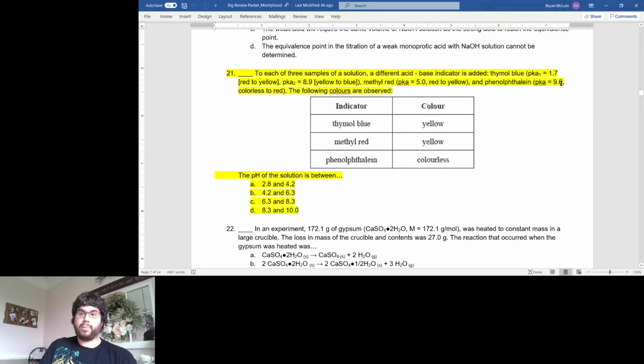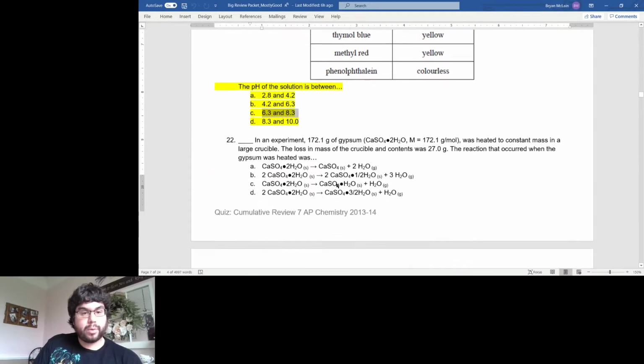And then the pKa of phenolphthalein, 9.6. We have a colorless solution, so the pH has to be less than 9.6. So the only option that makes sense here is 6.3 to 8.3. It's got to be greater than 5. It's got to be less than 8.9. So 6.3 to 8.3 is the best possible answer to this question. Could it be potentially somewhere a little bit more than 8.3? Yeah, but the best solution is going to be C, 6.3 to 8.3. Number 21, then number 34 is our next question.